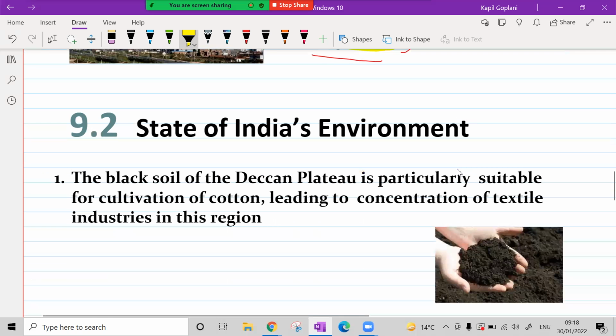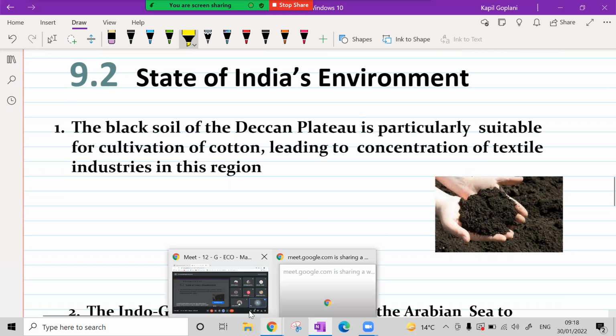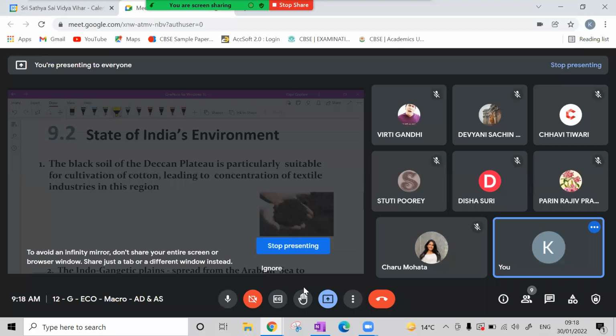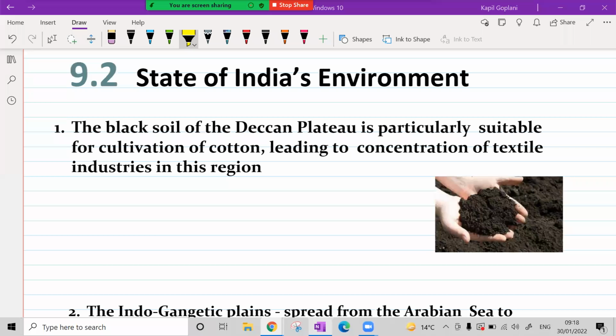Okay. Now coming on to the state of India's environment. Basically, in India, what is the state of the Indian environment? Okay, I will ask the students to kindly read out. The screen is visible to everyone. Yes. Now, Chavi, can you read out the first point of the state of India's environment, beta? Yes, sir. The black soil of the Deccan Plateau is particularly suitable for cultivation of cotton, leading to concentration of textile industries in this region.